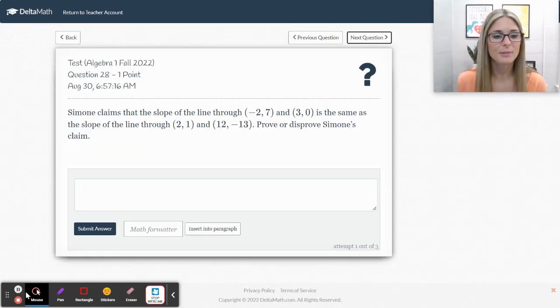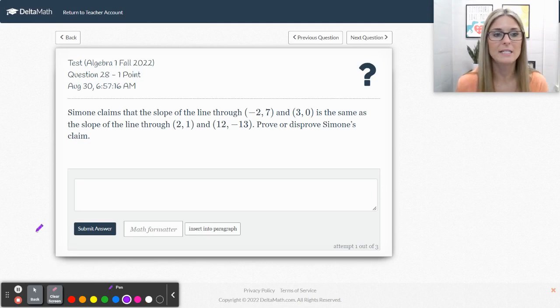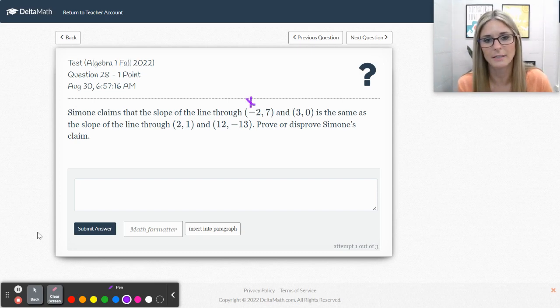Number 28 from your review that may be on your quiz says Simone claims the slope of the line through -2, 7 and 3, 0 is the same as the slope of the line through 2, 1 and 12, -13. Prove or disprove her claim. So let's just see what those slopes are.